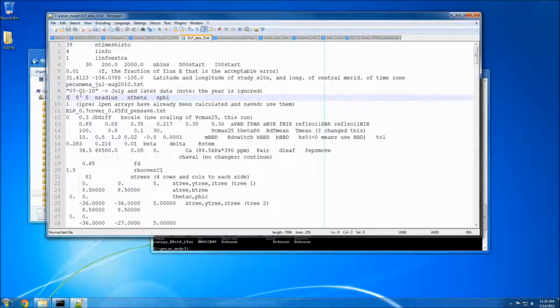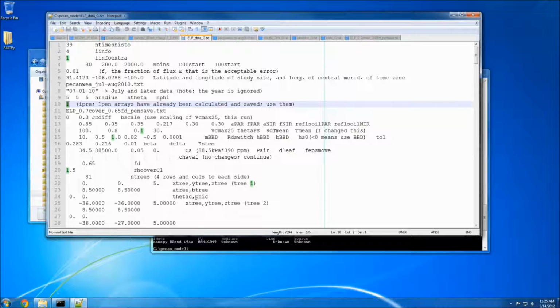So the values 555 mean that I sample 5 separate radii from the center of the crown. N theta equals 5 means that I sample 5 different zenith angles, and then N phi means 5 different azimuthal angles around the canopy. Next line, 10.